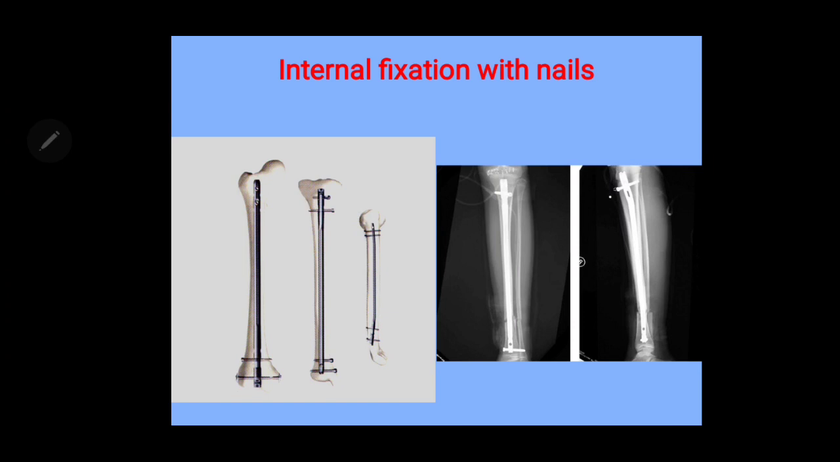As well, these nails are divided according to the material. They can be made of stainless steel or of titanium. And according to the location, there are specific types of nails. The tibial nail has some curvature, you see on the right side, in the right picture.